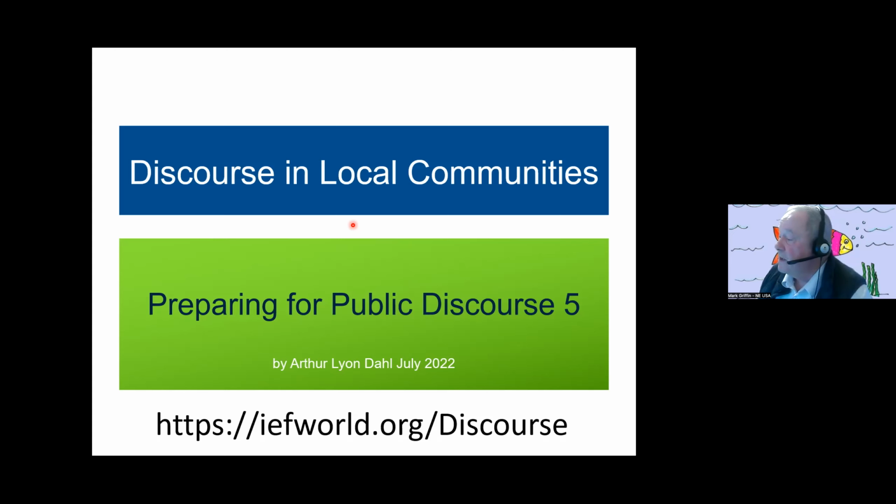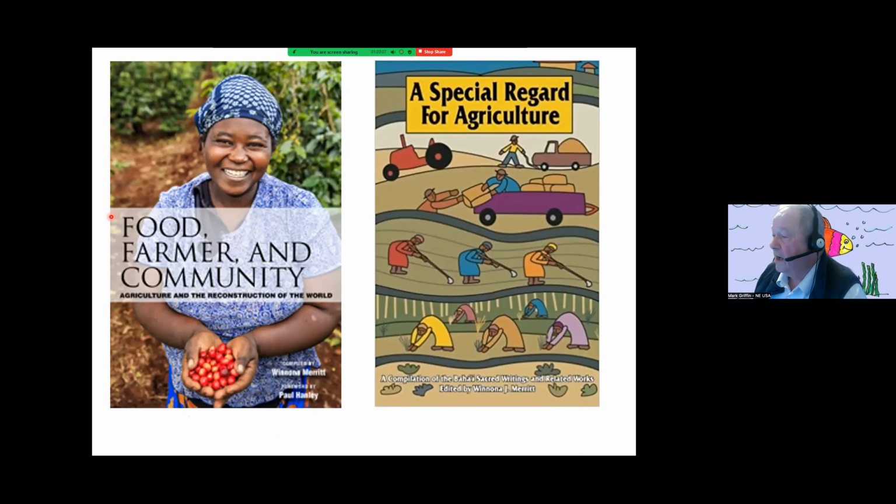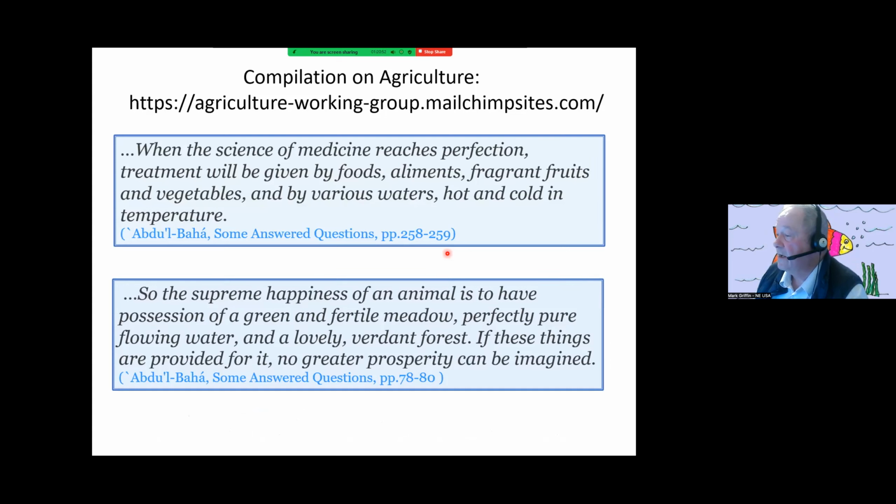Arthur's put together, I think this is from a summer high school that he conducted. Winnie has a couple of books with lots of quotes regarding water and agriculture, mostly agriculture, but I think the two are closely linked. Here are two quotes from the agriculture.